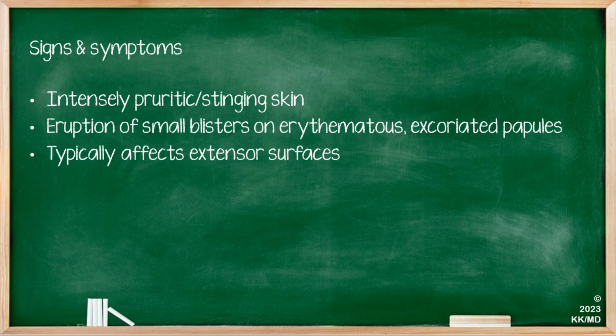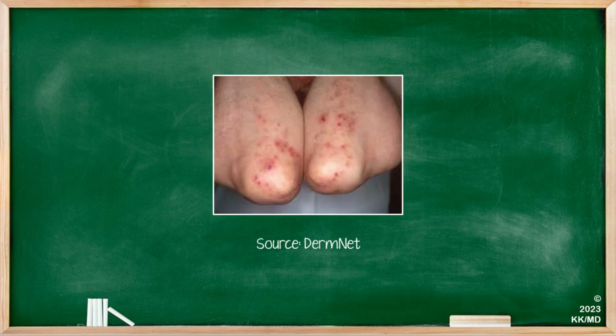The textbook definition that can frequently come up in your MRCP examination is an eruption of small blisters on erythematous excoriated papules. It typically affects the extensor surfaces of the body. Here is a classic picture of dermatitis herpetiformis affecting this patient's elbow, as you can see. And as described earlier, these are classically small blisters on an erythematous baseline.